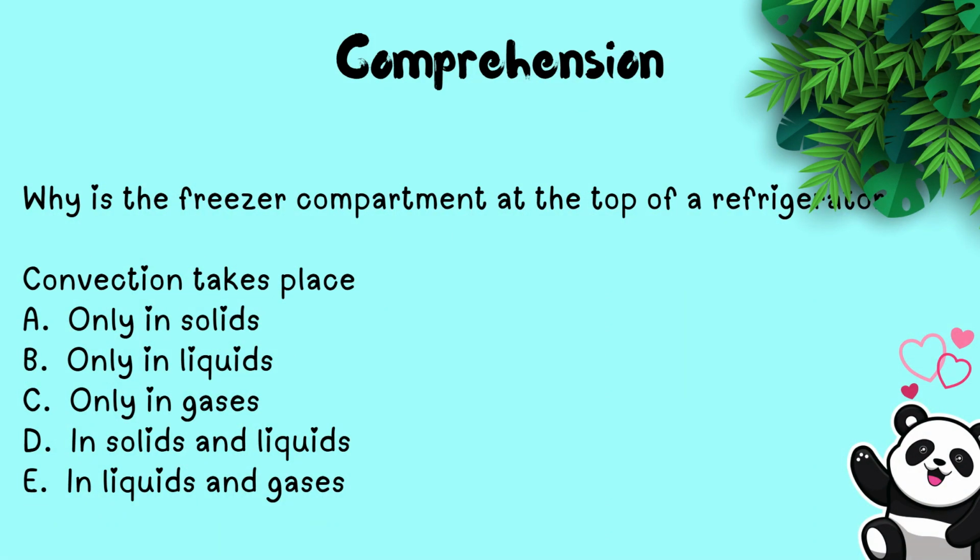Why is the freezer compartment at the top of a refrigerator? And convection takes place in A, only solids, B, only liquids, C, only gases, D, in solids and liquids, E, in liquids and gases.